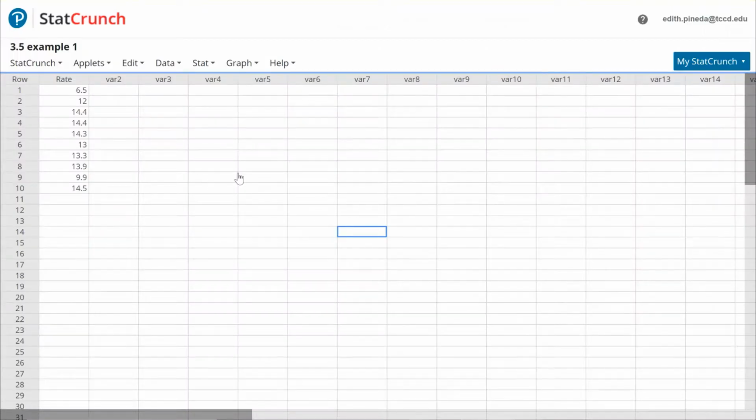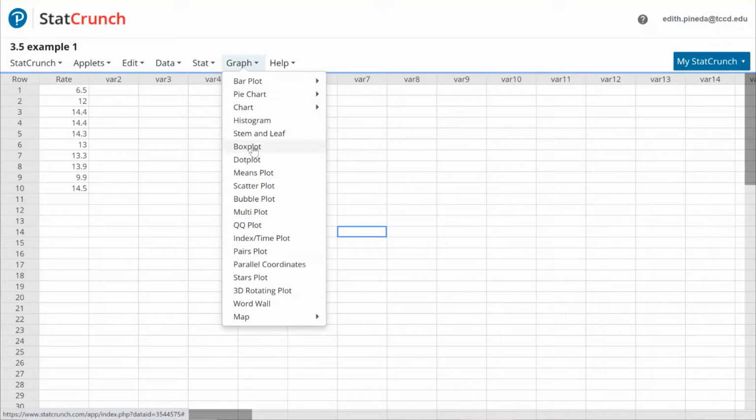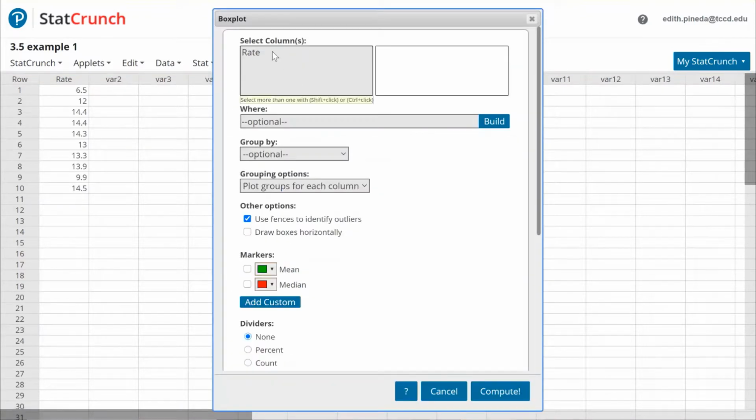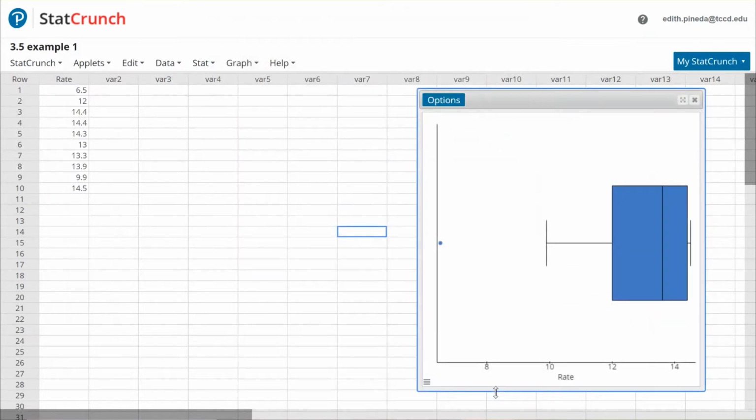Type in your data, then go to Graph, Box Plot, select the rate column, and then let's look at these two options here. The first one is use fences to identify outliers. You want to check this one if you're being asked to identify outliers, and draw boxes horizontally. Now press compute, and you get the following box plot.